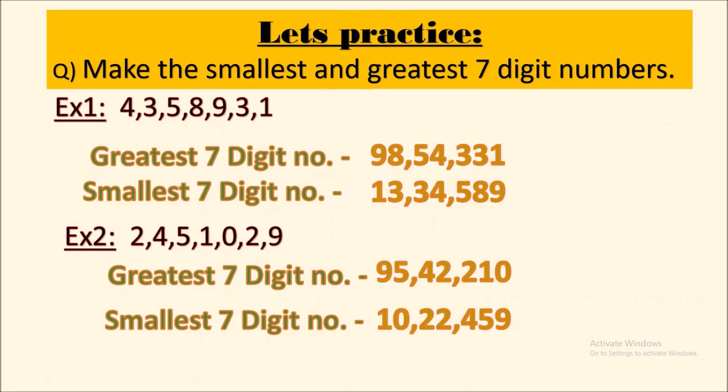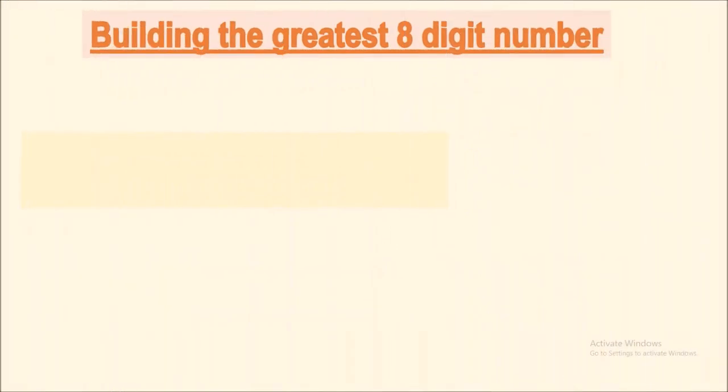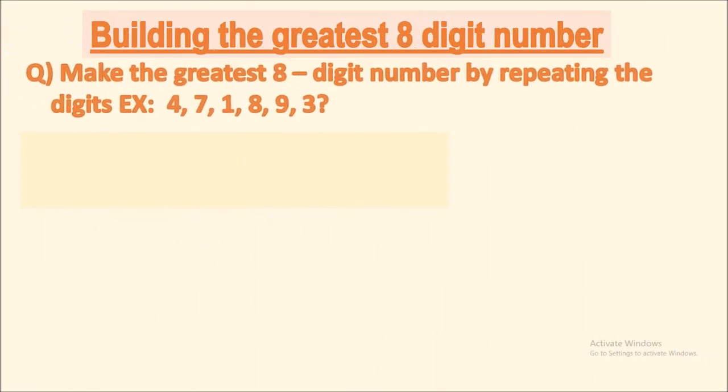Now let's go for the next concept, that is building the greatest 8-digit number. Here we are going to repeat the digits given to us, only 6 digits, and it is asking us to make an 8-digit number. So we need to repeat the digit. To make the greatest number, we need to repeat the greatest digit, and to make the smallest number, we need to repeat the smallest digit.